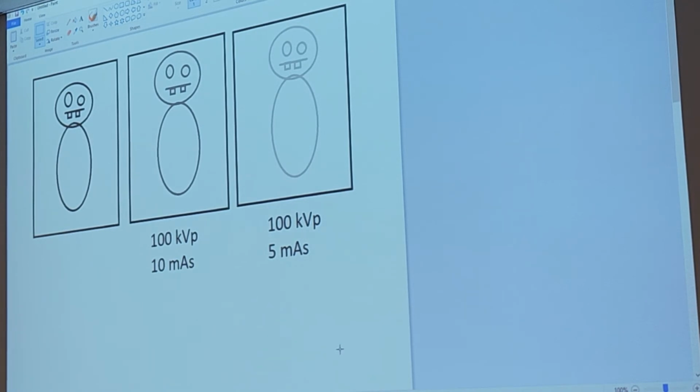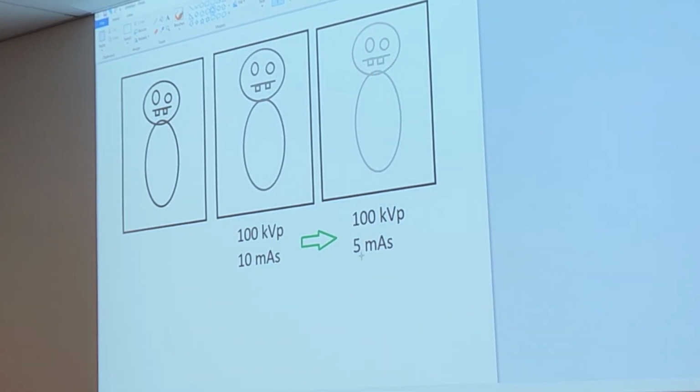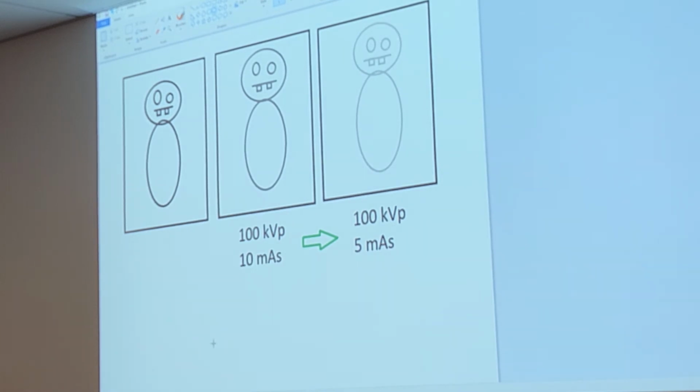So now I look at this and I say, well, I helped reduce the dose, which was good, but I really didn't want to change the way my image looked. I really liked the way it looked over here. Is there a way for me to keep this low dose but have the same looking image? We increase kVp by how much? 15%. Great, and this is where the 15% rule comes into play.